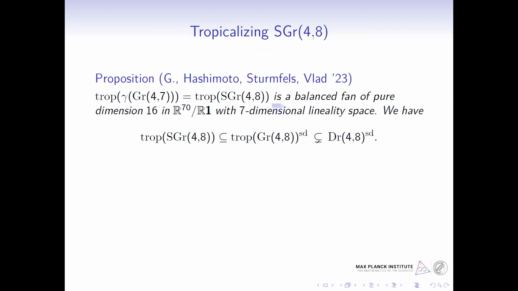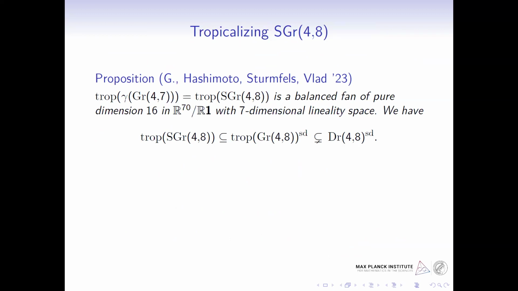What we conclude so far is that the tropicalization of the image of the Cayley octet map is the tropicalization of the self-dual Grassmannian. It is a balanced fan of dimension 16 with a 7-dimensional lineality space, and we have this chain of inclusions. The tropicalization of the self-dual Grassmannian lives inside the self-dual points of the tropical Grassmannian, which lives properly inside the self-dual points of the Dressian.